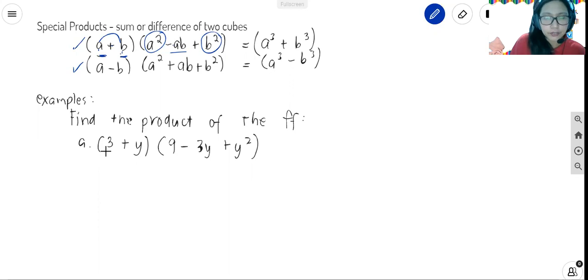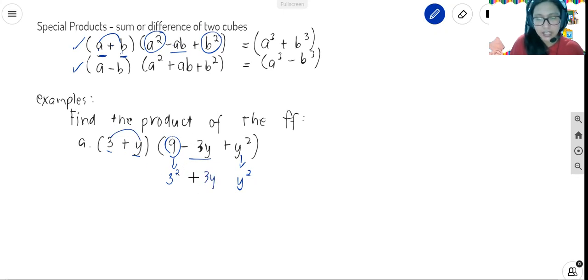So look at the first term of the binomial. We have 3 here. Look at the first term of the trinomial. 9 is actually 3 squared. And then the second term of the binomial is y. And then when you look at the last term of the trinomial, it's the square of the last term of the binomial. Look at the middle term. It's like multiplying 3 and y. Okay, it's just that it has a negative sign. So it fits now the pattern, and it's the first pattern that is reflected in this example.